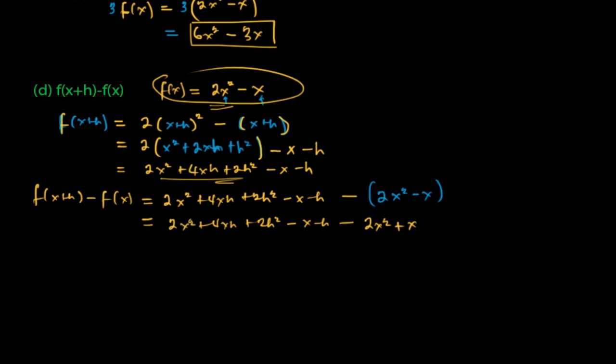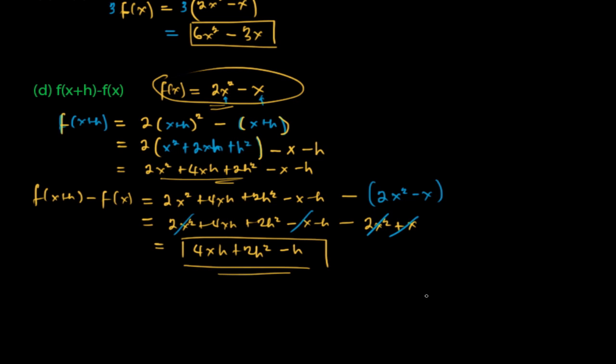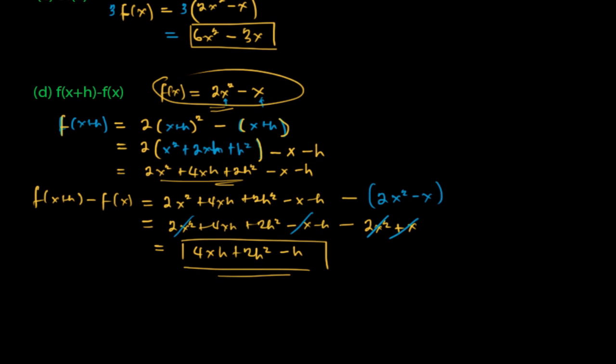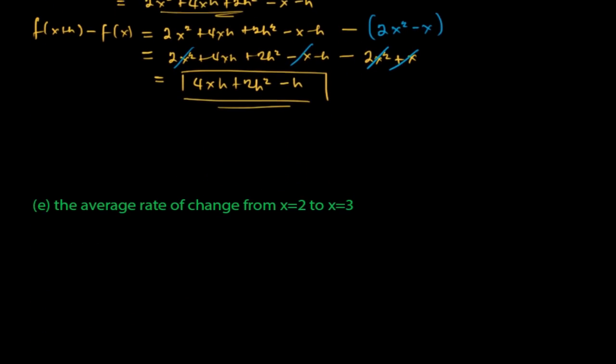But anyway, if you observe, this is 2x squared, this is 2x squared. It crosses out, and then negative x plus x, that crosses out. So what we are left with is 4xh plus 2h squared minus h. So this is exactly what we are left with, and which is going to be our final answer. So let's go to the next question here.